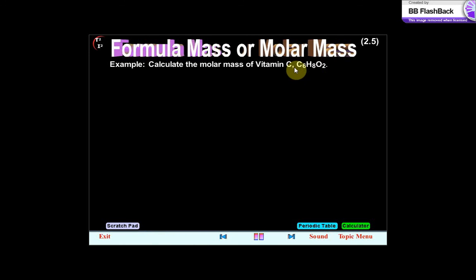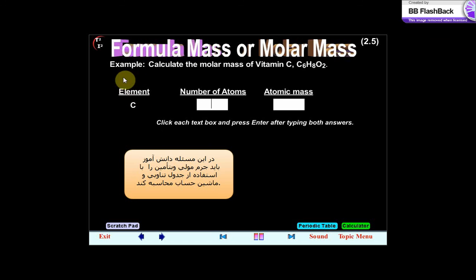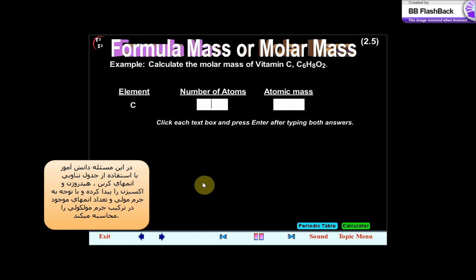Over here, it's a molecule, so it's vitamin C, C6H8O2. Again, same thing. They need to follow the procedure. They need to find out the elements, the number of atoms that exist in that molecule, and also atomic mass. And so, for example, carbon, we know that we have 6 carbons over here, so put 6 over there, and then atomic mass number for carbon.